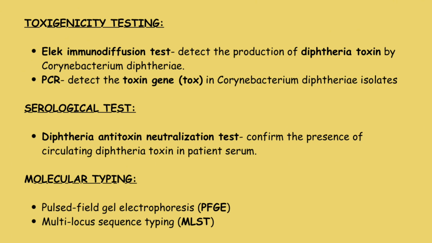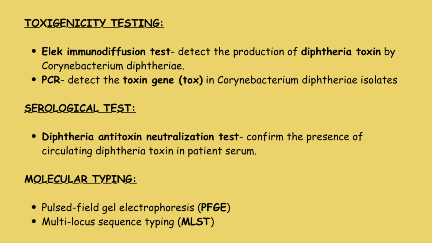Toxigenicity testing. Elek immunodiffusion test. This is used to detect the production of diphtheria toxin by Corynebacterium diphtheriae. So in this test, a strip of filter paper embedded with diphtheria antitoxin is placed perpendicular to a line of isolated colonies on agar. If the colonies produce diphtheria toxin, then a precipitin line forms between the colonies and the antitoxin strip. PCR. This is used to detect the toxin gene tox in Corynebacterium diphtheriae isolates.